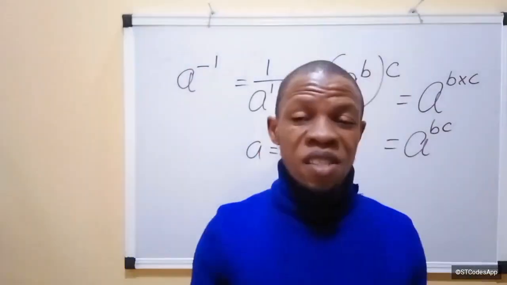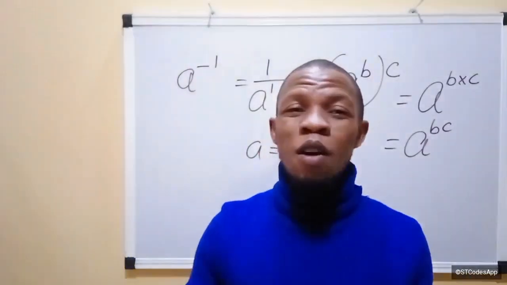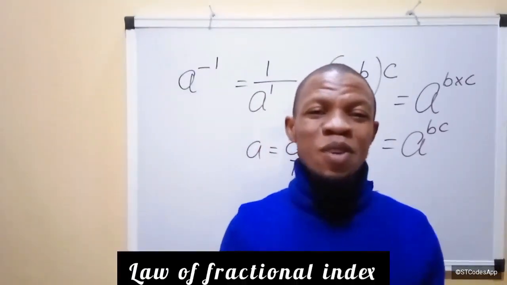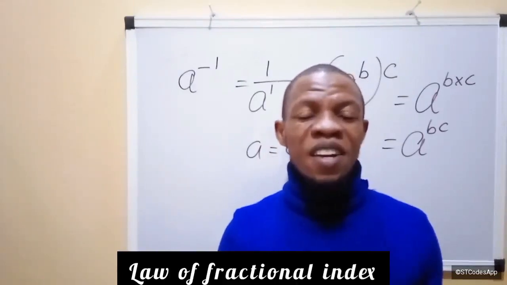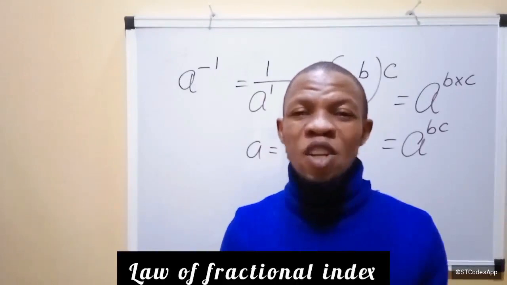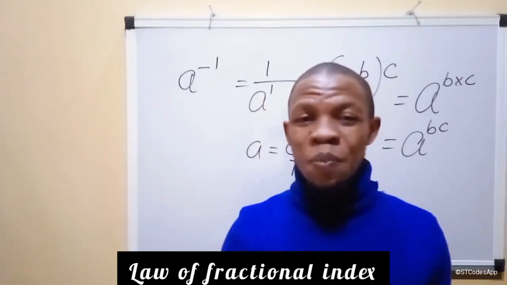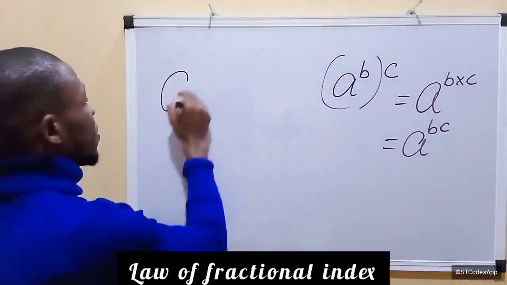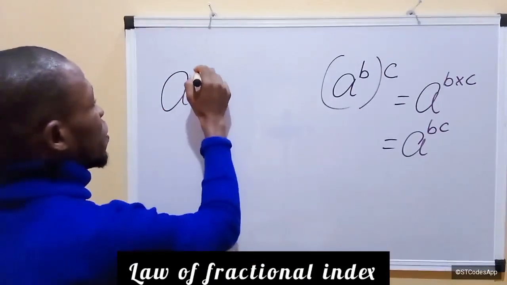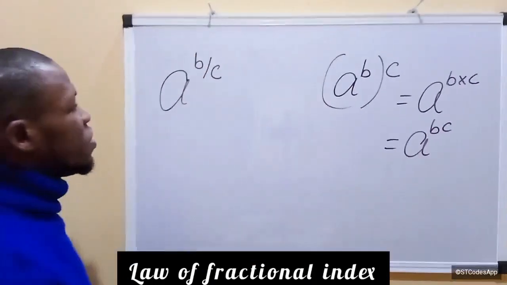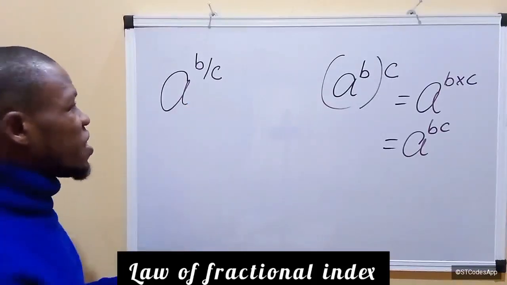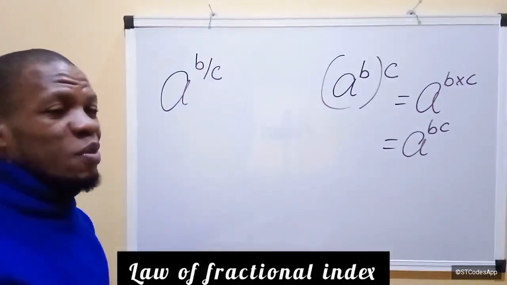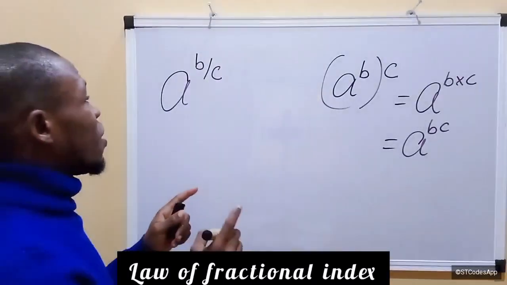Then we also have the law of fractional index. Now that means the quantity this time we are looking at is raised to the power of a fraction. Now what does the law state? The law states that if a quantity is raised to the power of a fraction, it is resolved by finding the nth root of the denominator, which is altogether raised to the power of the numerator. By that we mean, let's take an instance, a raised to the power of b all over c. This is a fractional index.